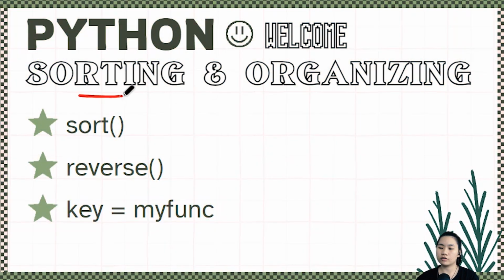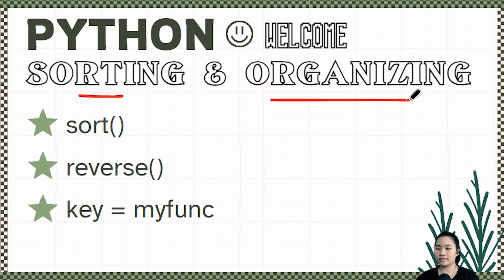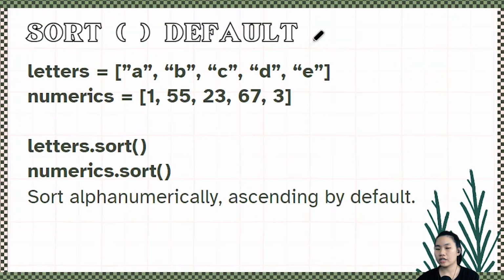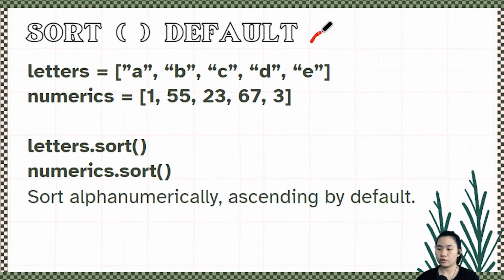Today we'll be learning about sorting and organizing lists. Specifically, we'll be focusing on the sort method, the reverse method, and the key equals myfunction parameter. Now we'll be looking at the default settings for the sort method.